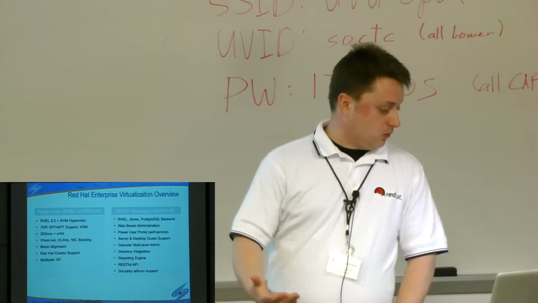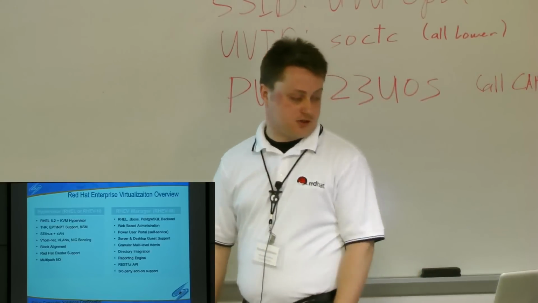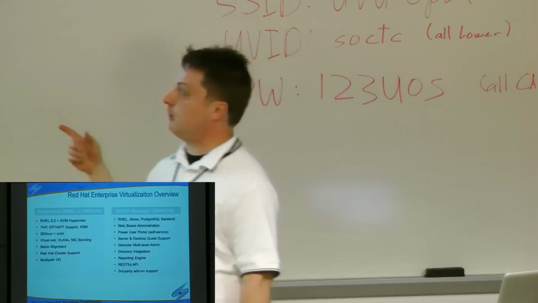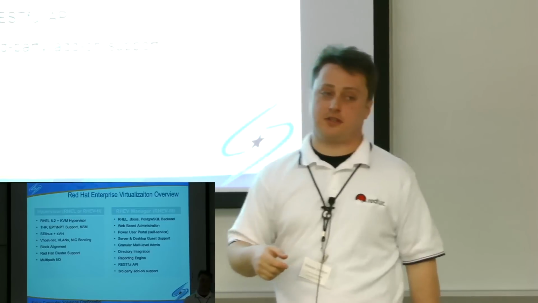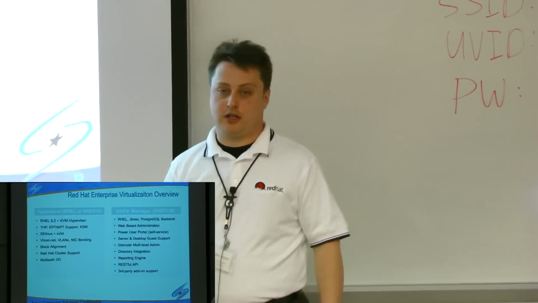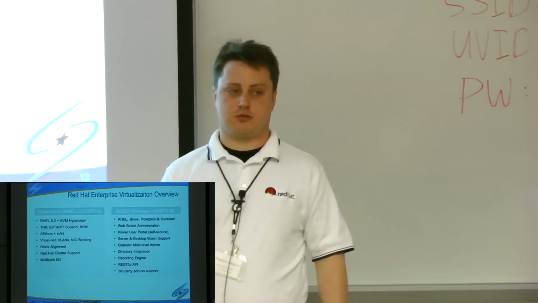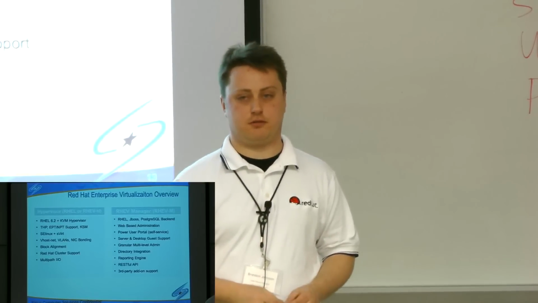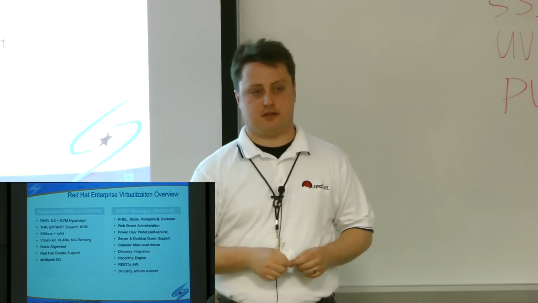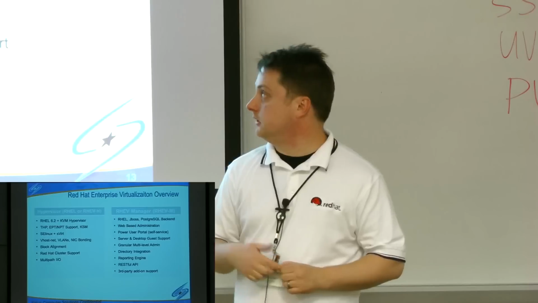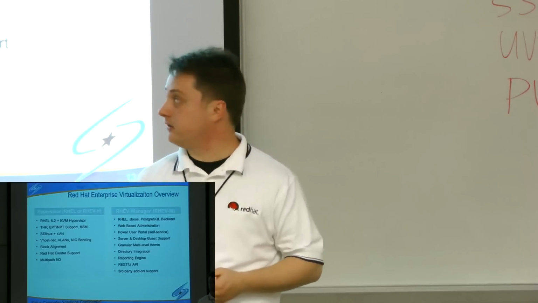So, Red Hat Enterprise Virtualization overview. Currently, the oVirt project is using Fedora 16 as the base for the hypervisor. You can use other Linux distributions, but the main one they're pushing for right now is Fedora 16. For Red Hat it's 6.2. When Red Hat 6.3 comes out, it'll be 6.3.